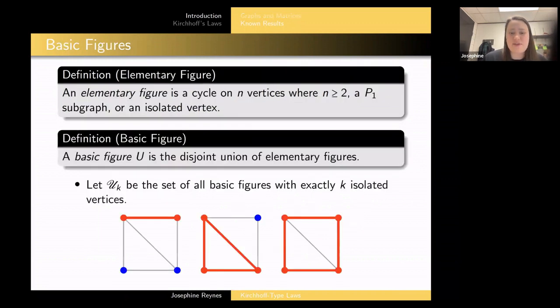Then Sachs defined various other figures in a graph. An elementary figure is a cycle on n vertices, where n is at least 2, a path of length 1, or an isolated vertex. From these, he defines basic figures, which are a disjoint union of elementary figures. He has a script U_K to be the set of all basic figures with exactly K isolated vertices. This would be in U2, since I have 2 isolated vertices and 1 path. Each of these components individually is an elementary figure. This would be in U1, with a single isolated vertex and a cycle. And this last figure would be in U0. It's a cycle on 4 vertices, so it's actually both a basic figure and an elementary figure because it contains only 1 component.